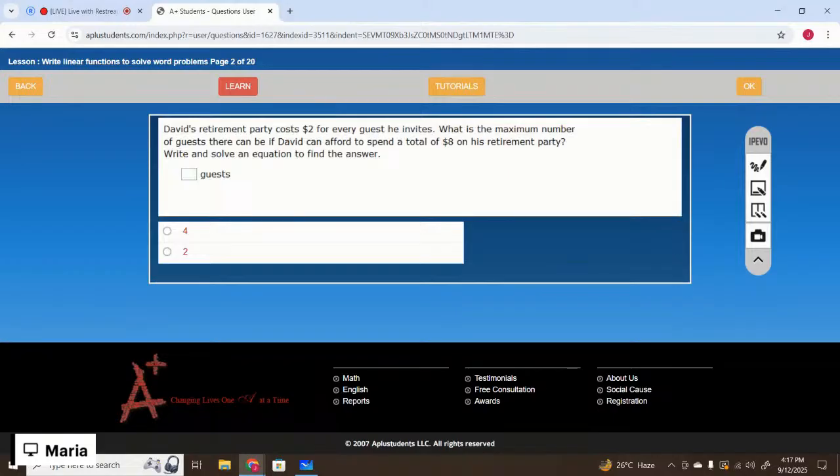David's retirement party costs $2 for every guest he invites. What is the maximum number of guests there can be if David can afford to spend a total of $8 on his retirement party? Write and solve an equation to find the answer.